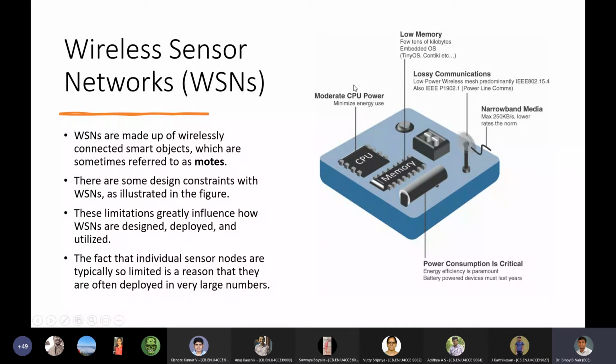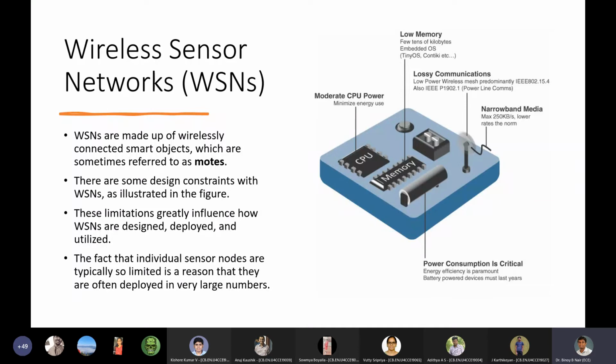Minimizing energy usage. Memory also will be very, very low. Few tens of kilobytes. So TinyOS is the one which is used for programming those kind of devices. And you have low power wireless communication, which is typically mesh type communication. The communication will not be strong enough to connect it to the cloud. It will be like a multi-hop communication. So from one mote to the other, the information will jump and go.